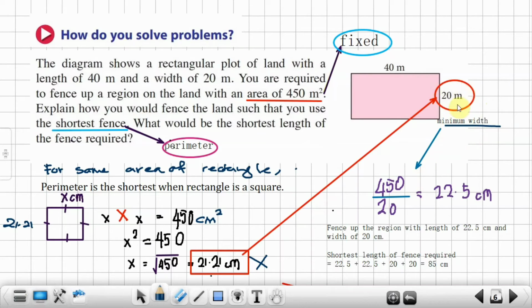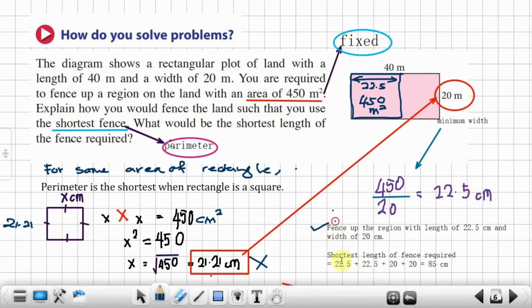So if 20 meter is the width, what is the length? The length is 450 divided by 20, which is equal to 22.5. Hence, fence up the region with length of 22.5 and width of 20. So let me sketch the region. Maybe it's like here. This is the region that you will fence up. The width is 20 meter and the length here is 22.5.